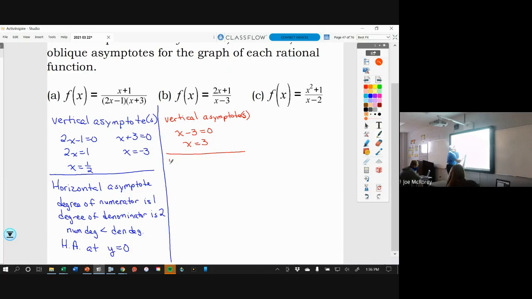Now let's look for horizontal. The degree of the numerator, 1. The degree of the denominator, 1. So degrees are the same. Oh, it's not. There's no. Degree, is that 9?